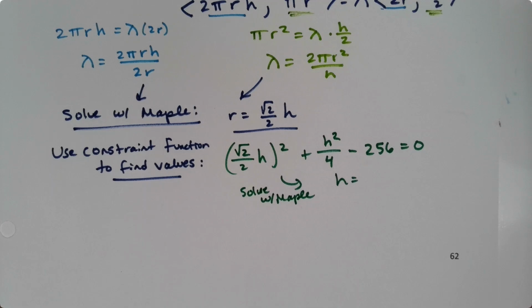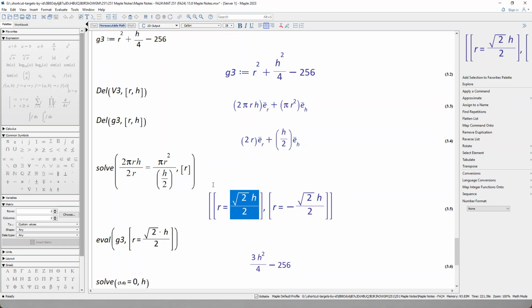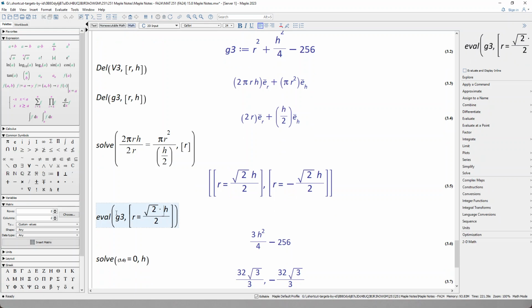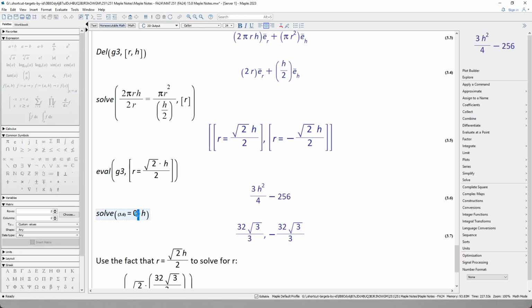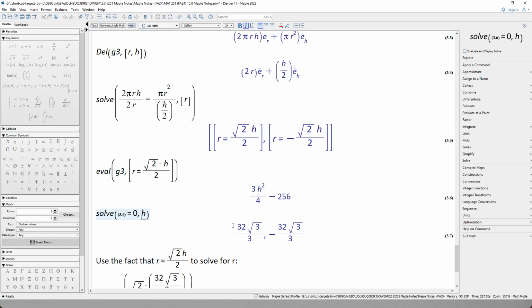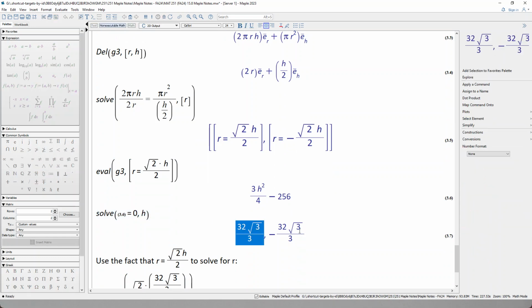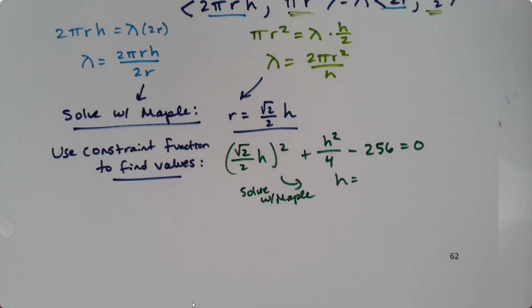Let's see what we got. I first did an evaluation: take this square root of 2 over 2 h and plug it into the constraint equation for r, and that got me this function. Then I set that equal to 0 and solved it for h, and I get 32 square root of 3 over 3. Again, the negative is irrelevant, you can't have a negative height of a cylinder anyway.